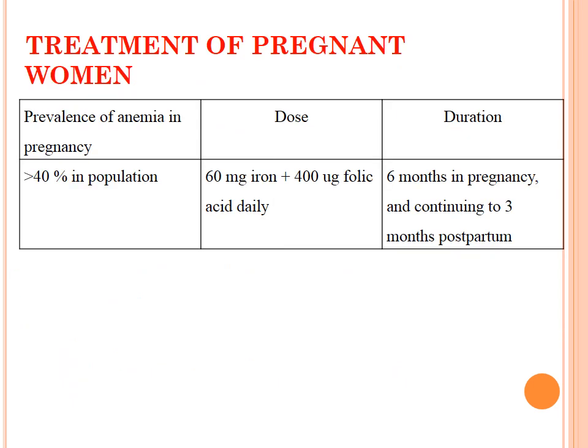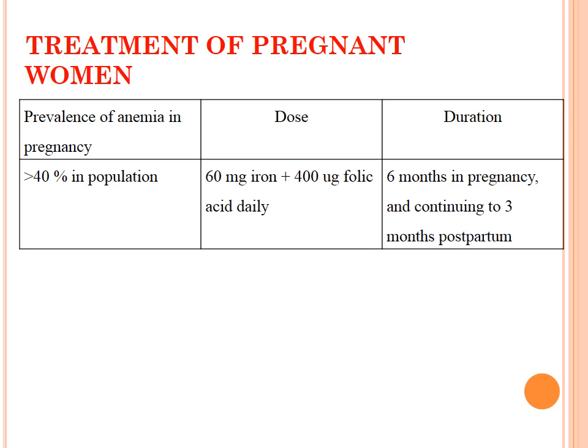Treatment of pregnant women having anemia. If there is prevalence of anemia in pregnancy greater than 40% in population, then dose is 60 milligram iron plus 400 microgram folic acid daily, and the duration is 6 months in pregnancy and continuing to 3 months postpartum. Kindly note this.